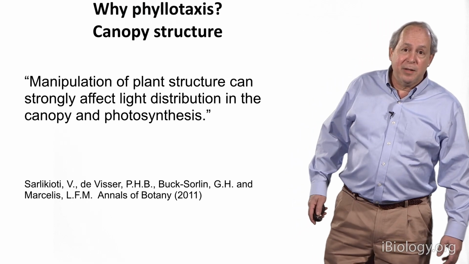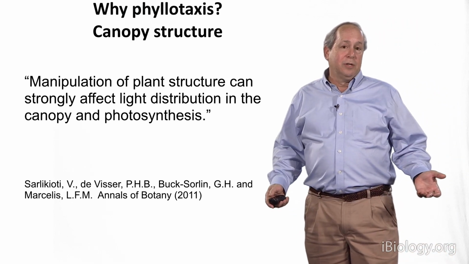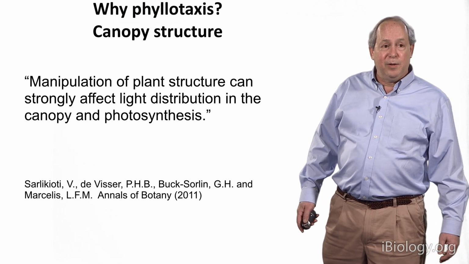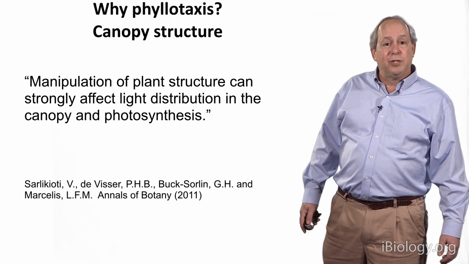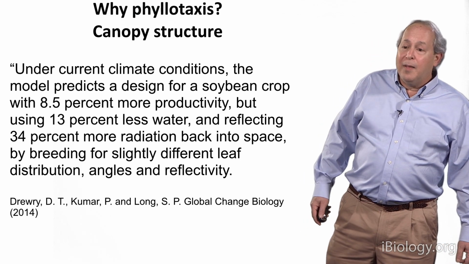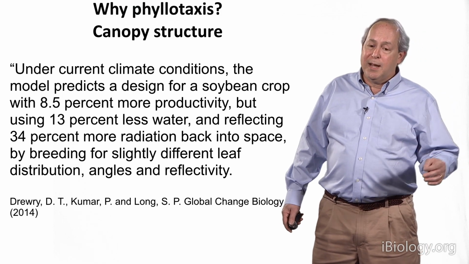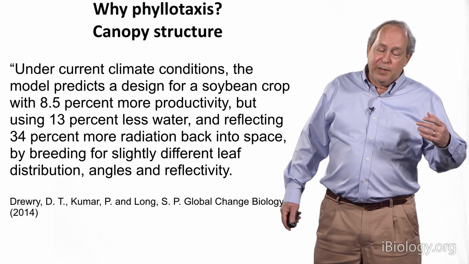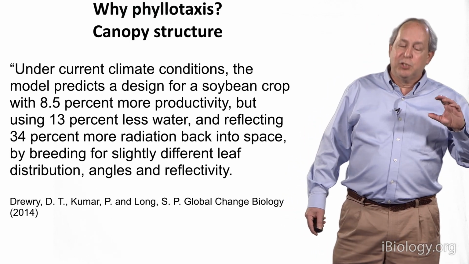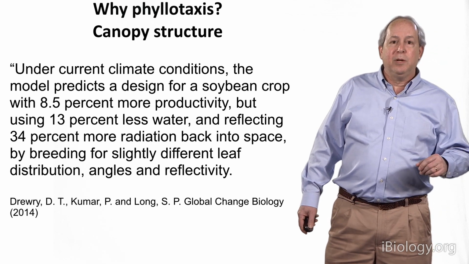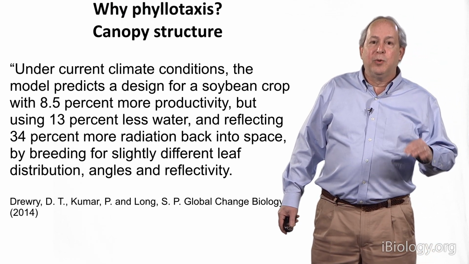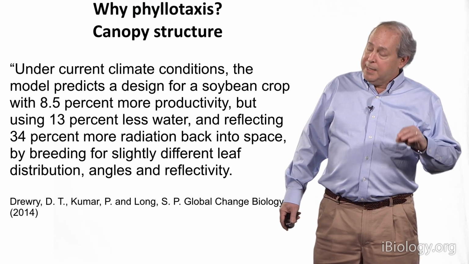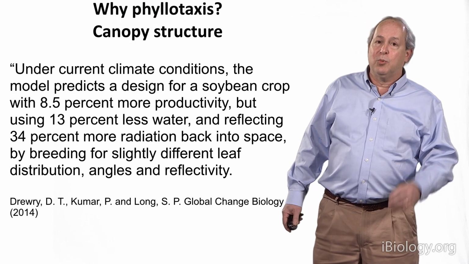So the practical aspect: canopy structure depends on phyllotactic pattern, and therefore the photosynthesis that can be done by a field of plants depends on the position in which the leaves are found. And the models of soybean growth, for example, in which different positions of the leaves, angles of the leaves, and reflectivity of the leaves are put in, show that if we could change those qualities of a soybean plant, we could predictively create 8.5% more productivity in a field of soybeans, and at the same time use 13% less water.